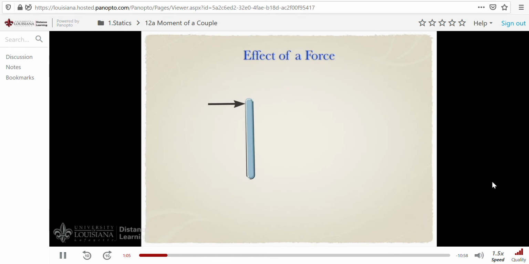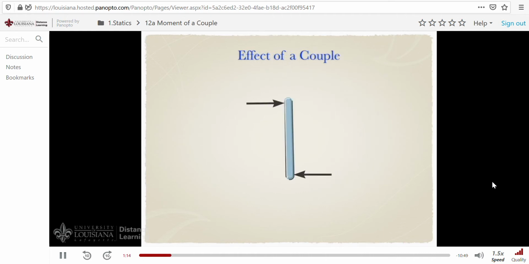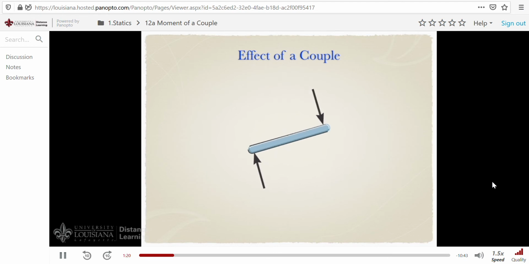Now let's compare the effects of both a force and a couple. When a force is applied to a body, it will cause the body to both translate and rotate. If you apply a couple moment to a body, it will simply cause the body to rotate, and it won't translate. So couples essentially just create pure rotation, or a tendency for pure rotation.